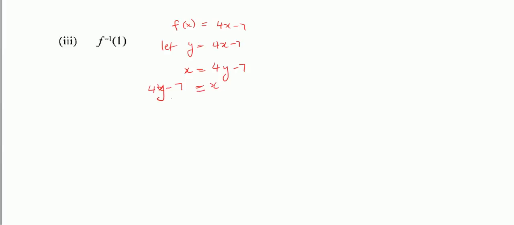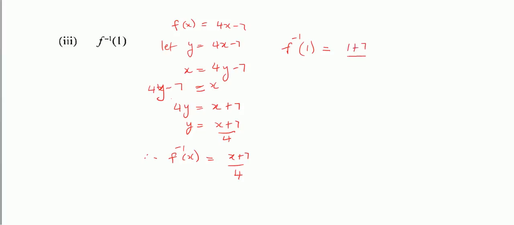Therefore, 4y minus 7 is equal to x. So therefore 4y is equal to x plus 7. So therefore y is equal to x plus 7 over 4. So therefore the inverse of f is equal to x plus 7 over 4. And the question wants us to find f inverse of 1. So we just take 1 and substitute it into our inverse expression. So it'll be 1 plus 7 over 4, which is equal to 8 over 4, which is equal to 2.